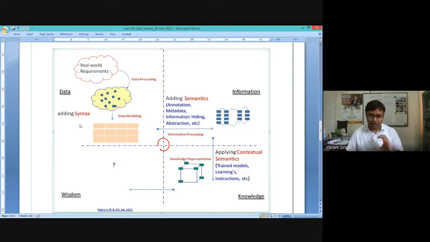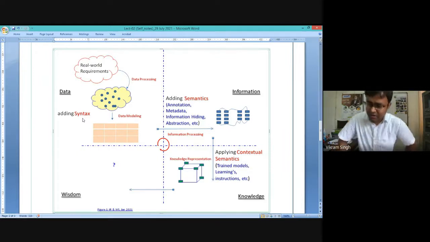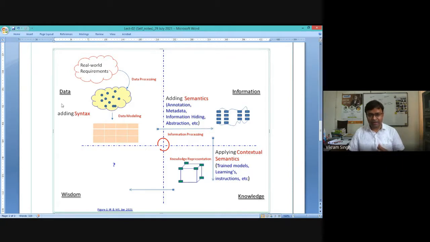The objective of this first quadrant, where data is placed and objects are gathered, is to implement a syntax. Syntax, in a basic way, means adding a structure. So by performing basic data processing and modeling, you can achieve an organized collection of data in the form of a database. So in this first quadrant, we are simply adding syntax.